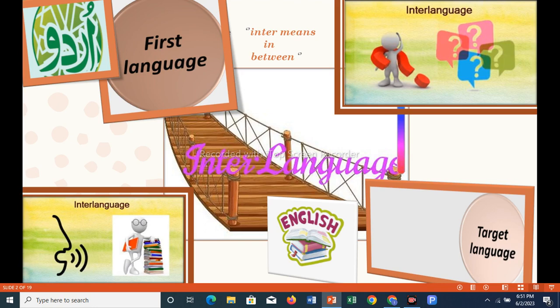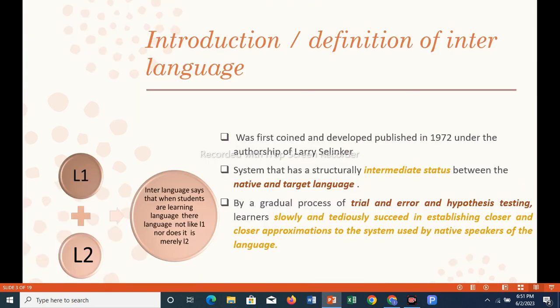While learning a target language, a person commits a lot of mistakes. But the question arises: can these mistakes be properly cured? Can a learner achieve complete proficiency in the target language? So stay tuned for this question. So what actually is interlanguage?